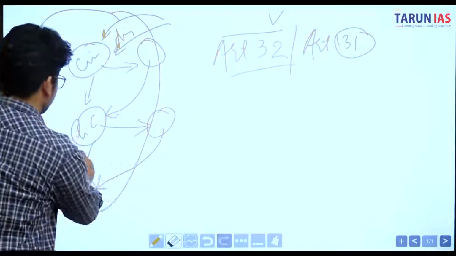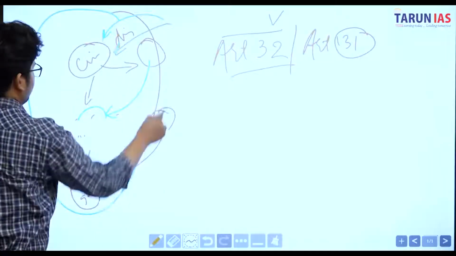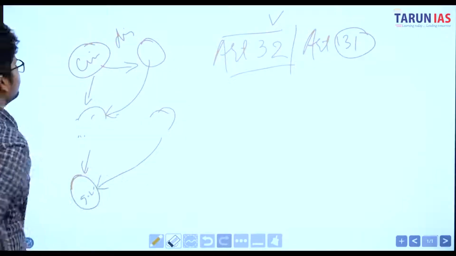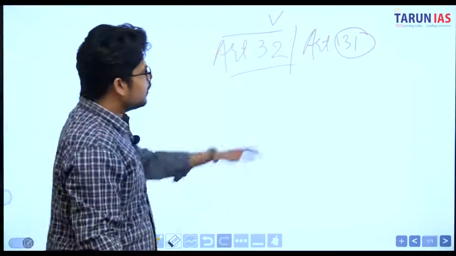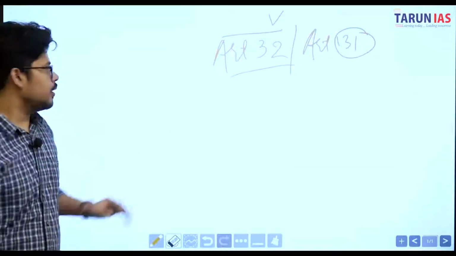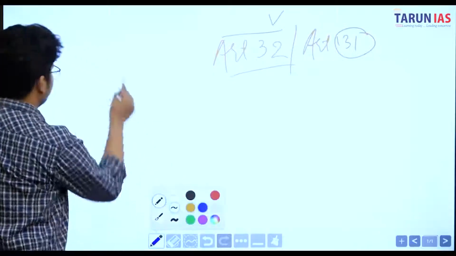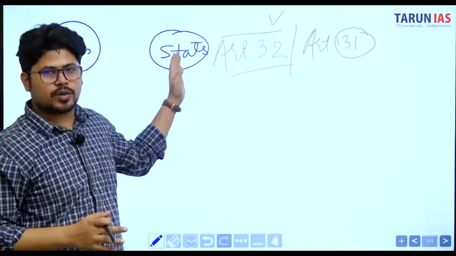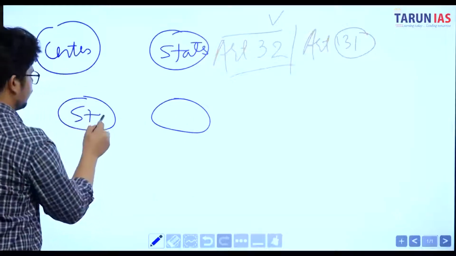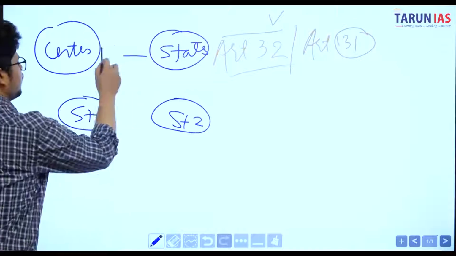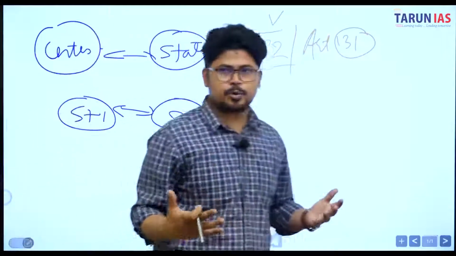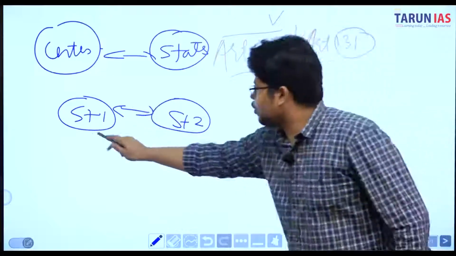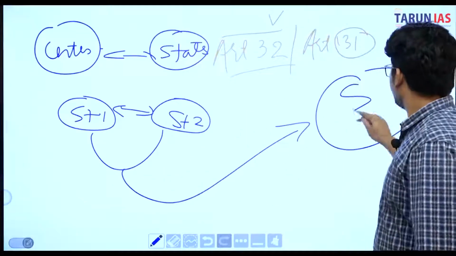Now, Article 131 says that if a dispute arises between the center and a state, or between the states, for example state 1 and state 2, then the dispute is of a federal nature. In that case, the parties can directly approach the Supreme Court, without the way of appeal.